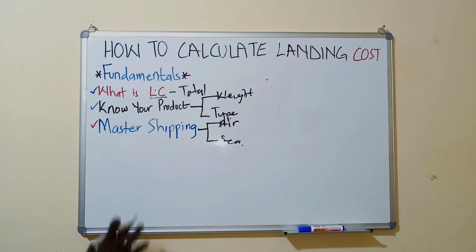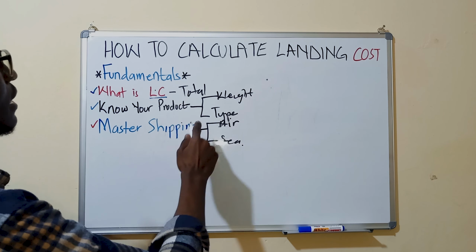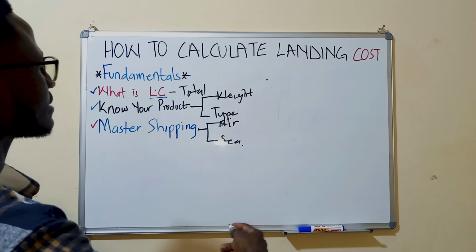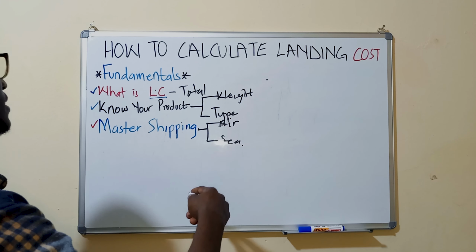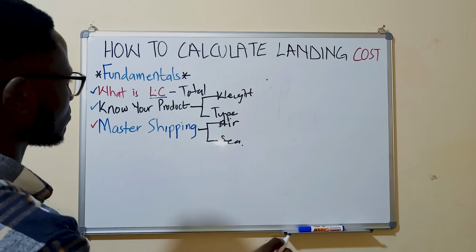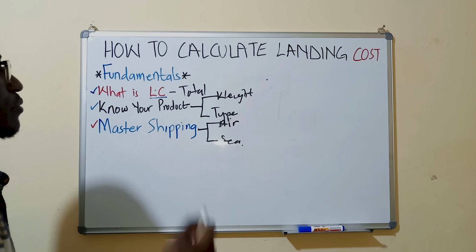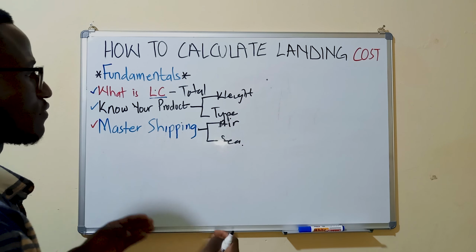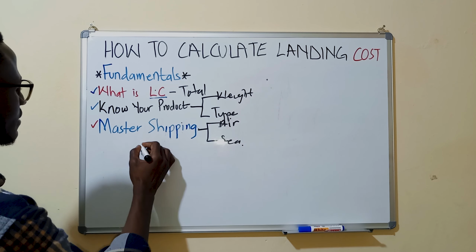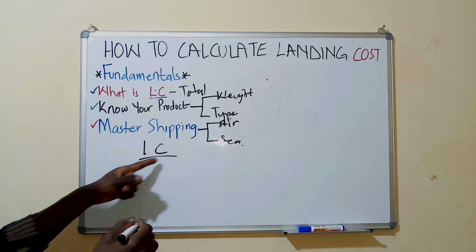How do you calculate the landing cost? We said the definition is the expenses an importer incurs during the importation of a product, from the time you pay the first product cost to the time you receive your product. Whichever expense you've incurred, you must put it together to find your landing cost. So this is the landing cost.